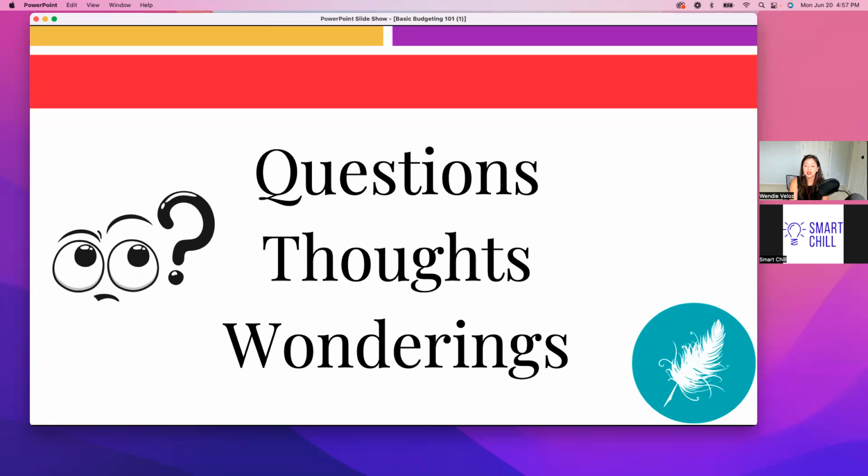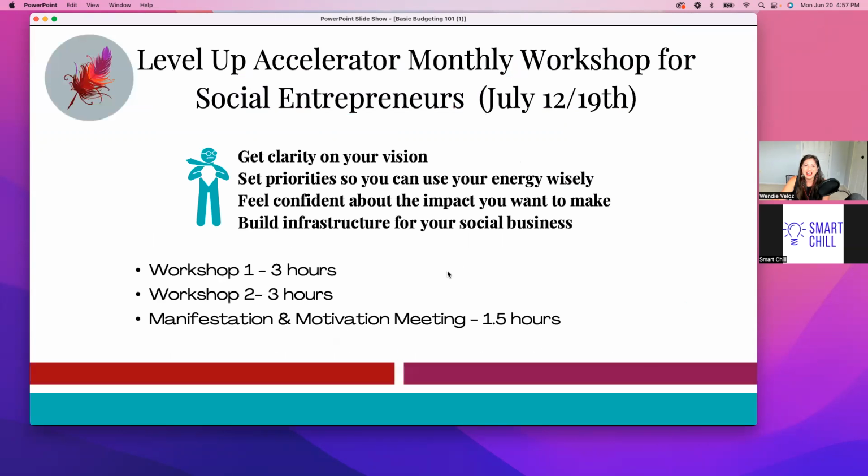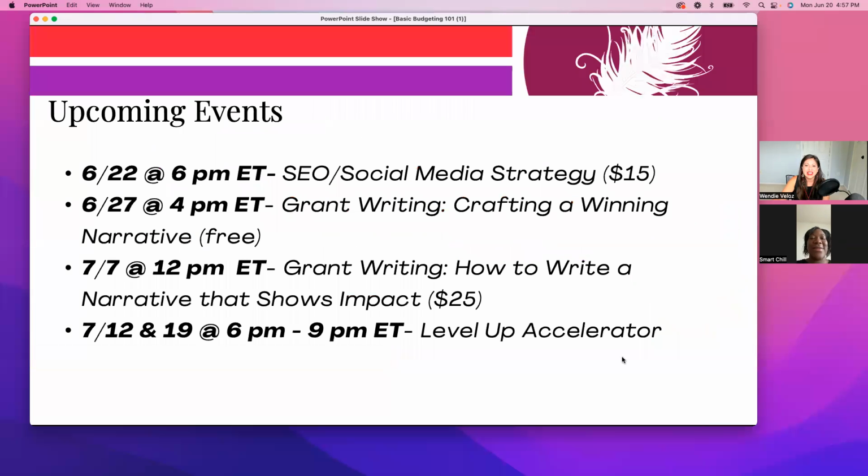Yes, and I think I'll sign up as well for the grant writing. Yes, please. I was going to say that. We've been struggling with that one. So let me tell you the difference between the two workshops, because this is important for you to understand too.